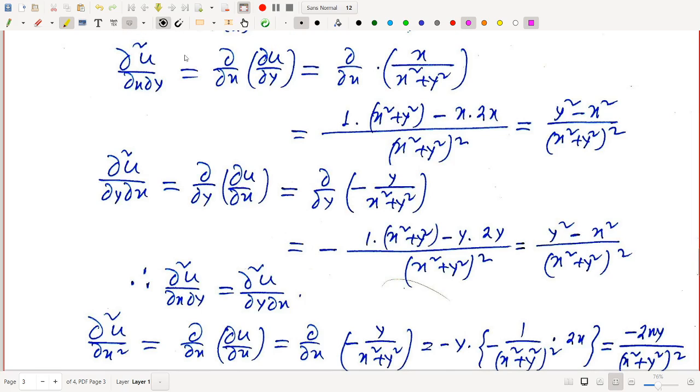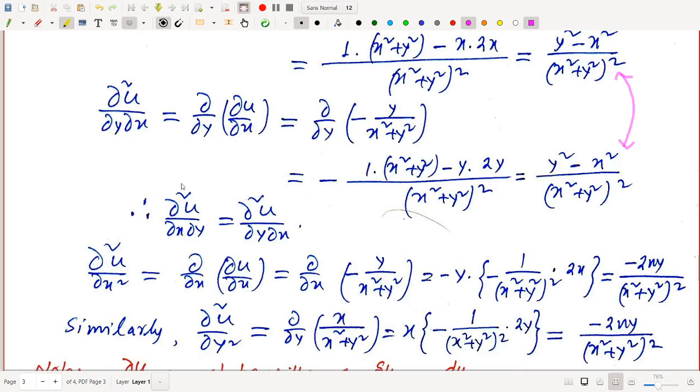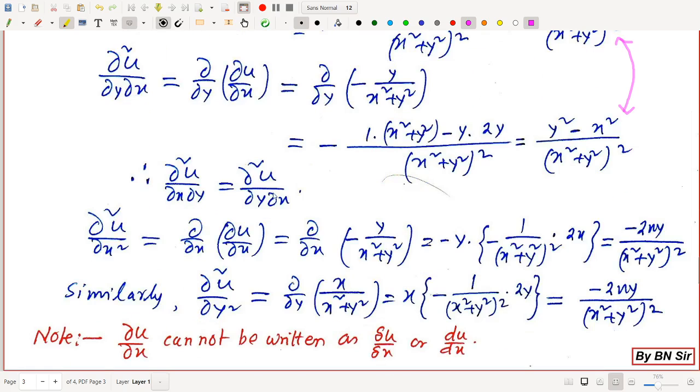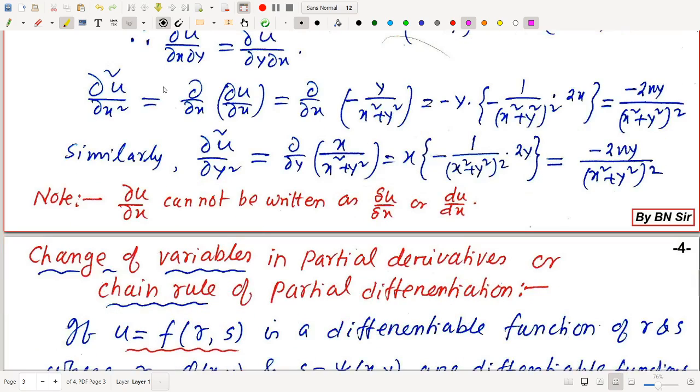See, del square u by del x del y, and here it is del square u by del y del x. Both the answers are the same. You can check. In all our cases they will be the same, of course. So del square u by del x del y equals del square u by del y del x. The order of differentiation is interchangeable. Now, if we want to find del square u by del x square, the second order derivative with respect to x, the partial derivative with respect to x, it is del x of del u by del x. And the del u by del x value we have is minus y by x square plus y square, and del x.